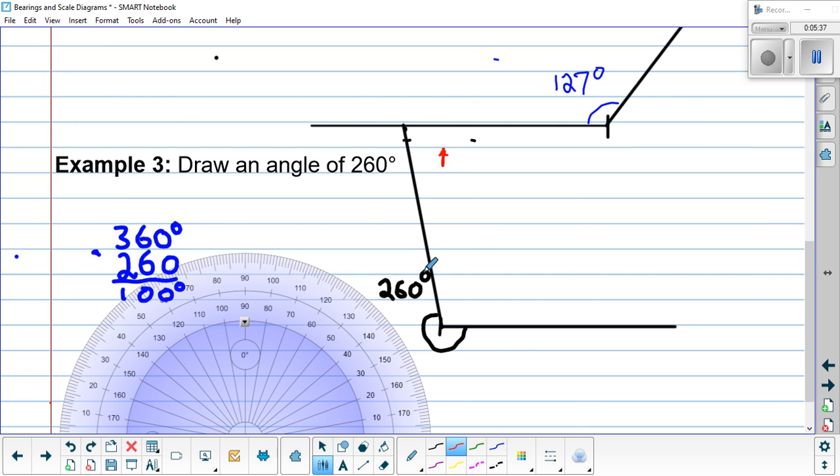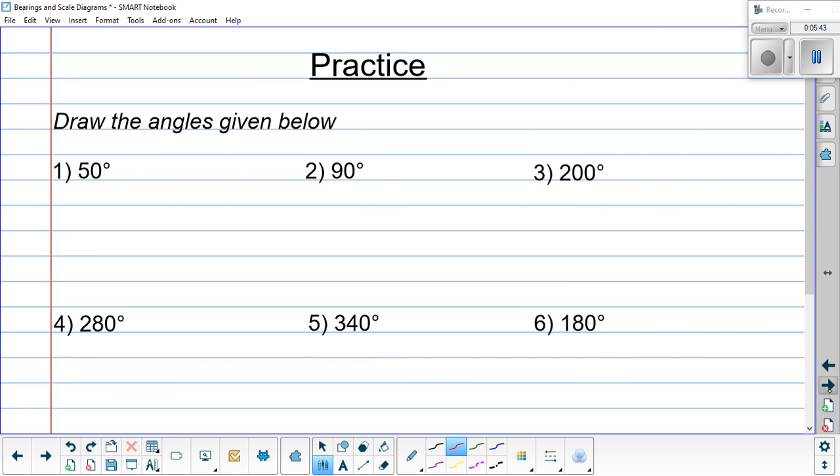Now try and measure these angles below. Give it a go. Then once you're ready, press play or pause the video, press play when you're ready, and then I'll go through the answers.